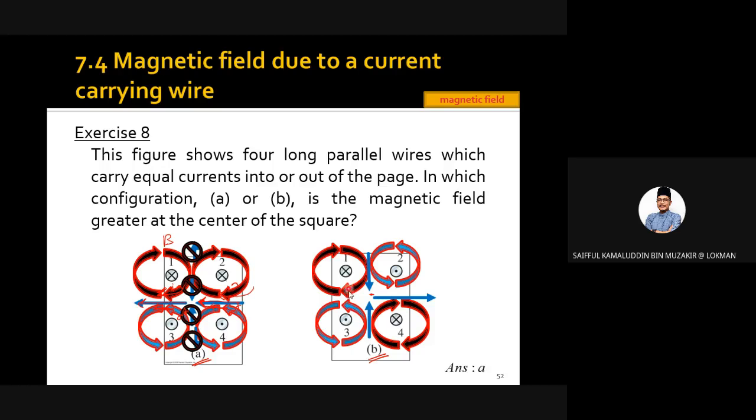What happened to number 1 and number 3? Both will produce one big B to the left. And we have to analyze one by one. These two magnetic fields could cancel out each other because they are facing opposite directions. The other two also, they will cancel out each other because of opposite direction. Therefore, what is your answer? You will feel a total magnetic field at the center in configuration number 1. How about number 2? No magnetic field. They will cancel each other.